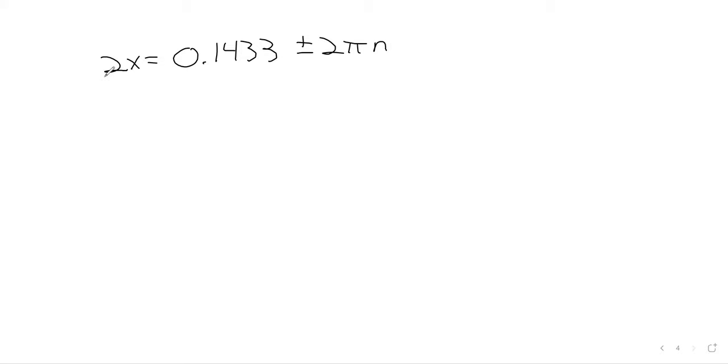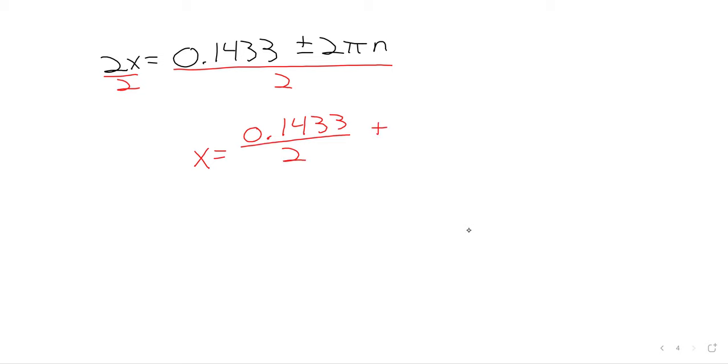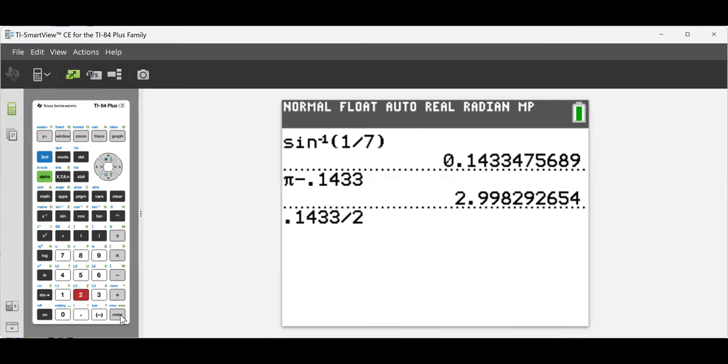Because we want to know what x is, we can divide by 2. And if you wanted to, you could simplify this. It happens to work nicely here because the 2 cancels with the 2 in front of the pi n. And as for the 0.1433 divided by 2, it's 0.07165.